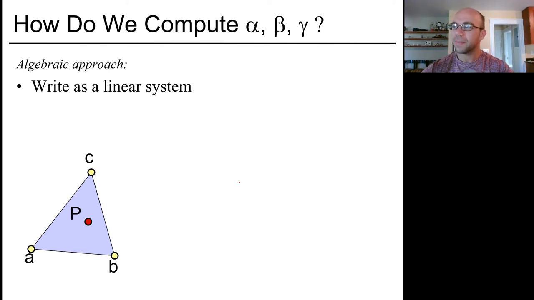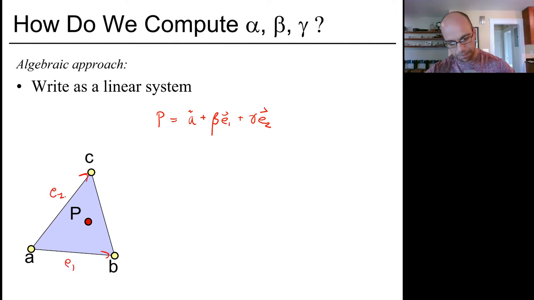Let's write a little bit of algebra here. So remember that I can take a point, P, and I can write it as A, our corner point, plus beta times E1 plus gamma times E2, where E1 and E2 are the two edges of our triangle. Right, so we use E1 and E2. Okay, so in particular, E1 is equal to B minus A. And E2 is equal to C minus A.